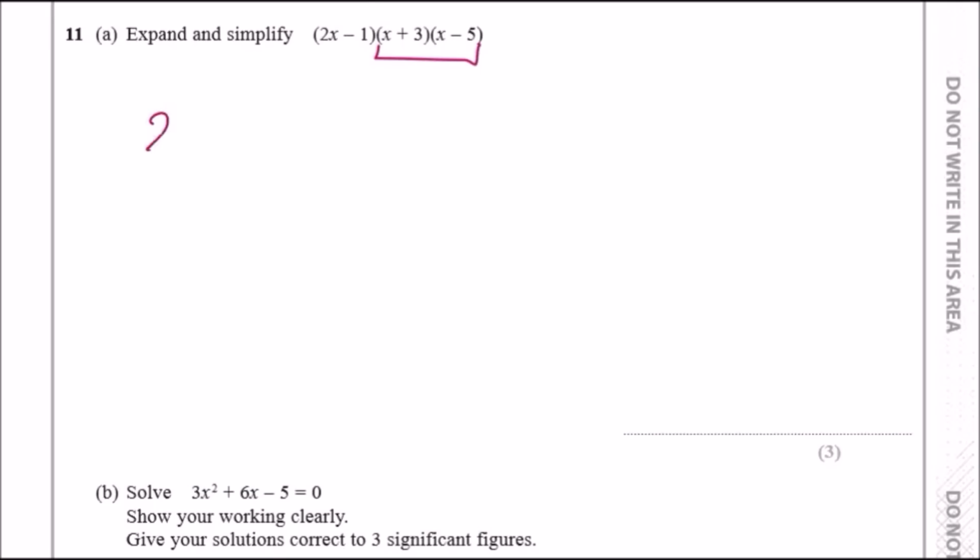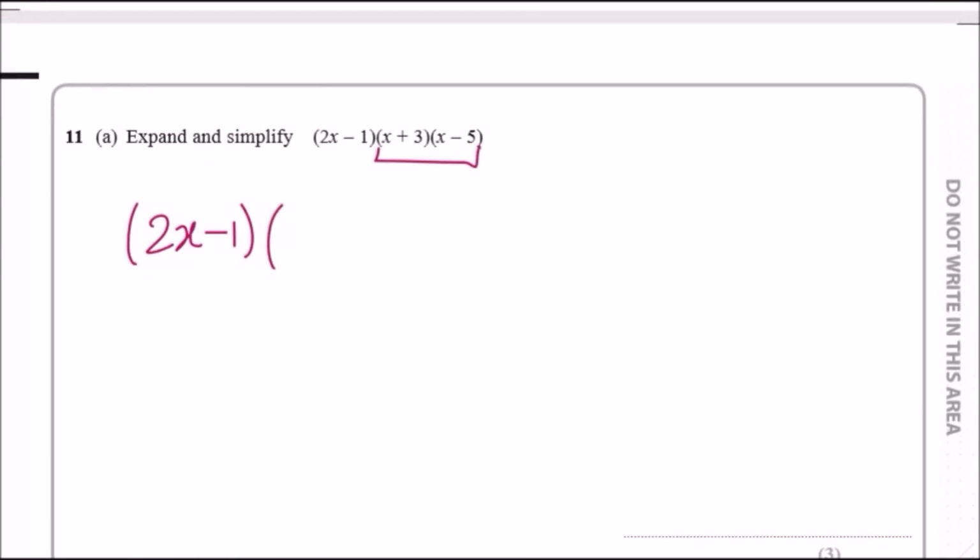So let's do this out. So tip, copy the first bit, use FOIL on the second bit. So if you're not sure how to do it, it's always x times x, x times minus 5, and then 3 times x and 3 times minus 5. So what does that give us?